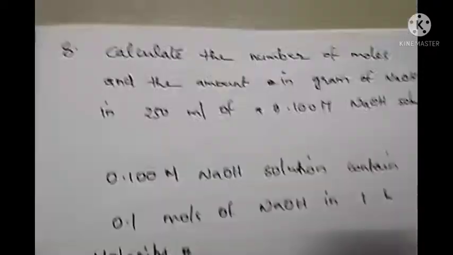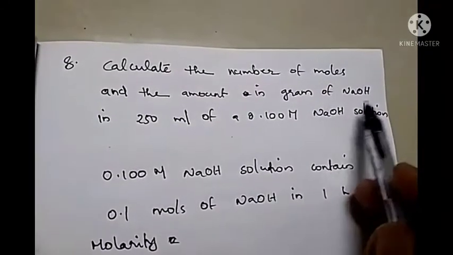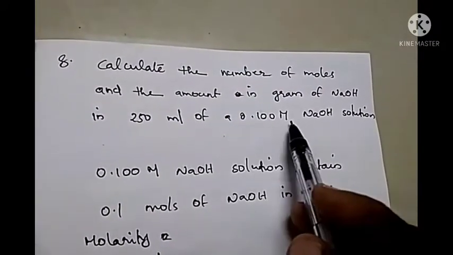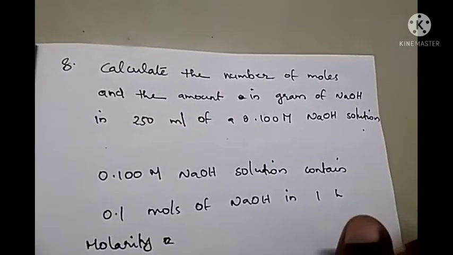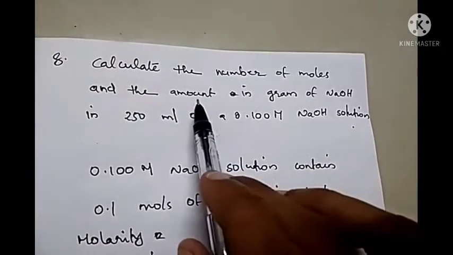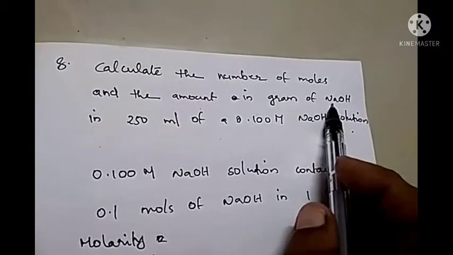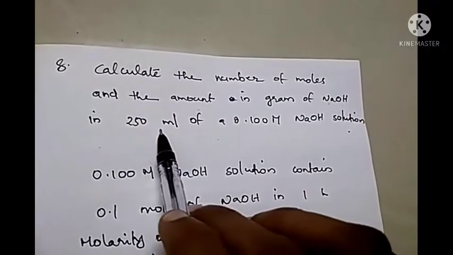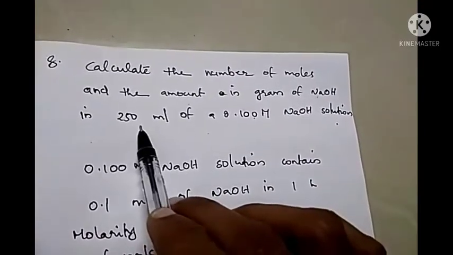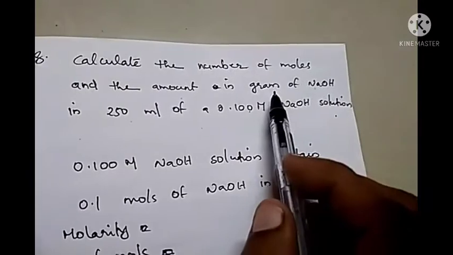Clear that? Now the next question is, calculate the number of moles and the amount in grams of NaOH in 250 ml of 0.1 molar NaOH solution. Here what we have to calculate? We have to calculate the number of moles and mass, mass in grams of NaOH. For that, what are we given? The volume and molarity we are given. Okay, so from this volume of the solution and molarity, we have to calculate the number of moles and mass of NaOH.